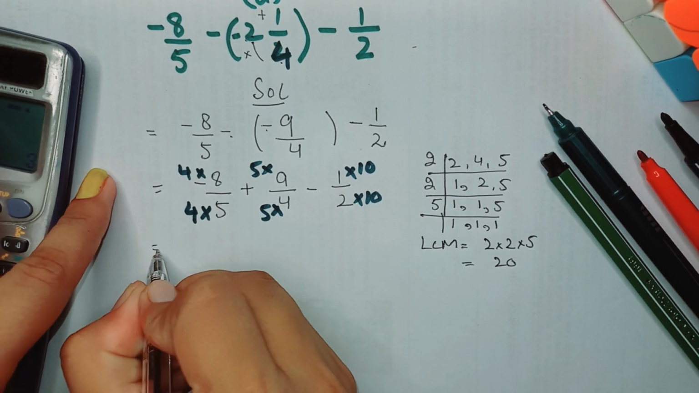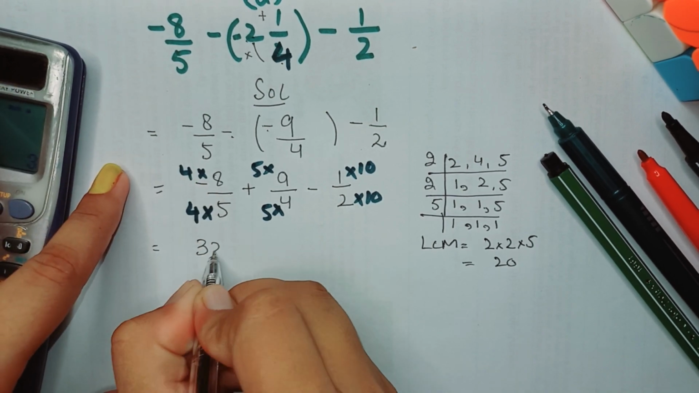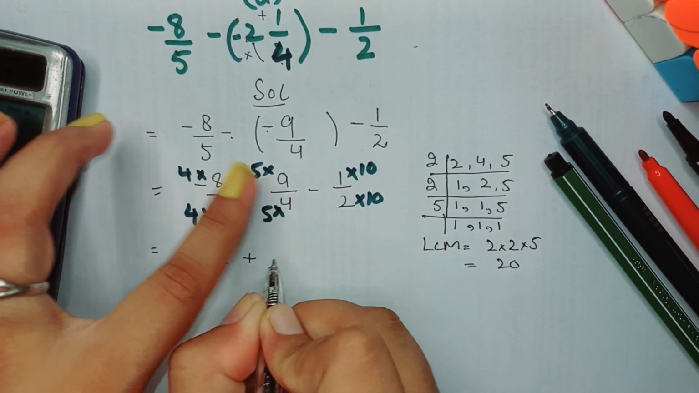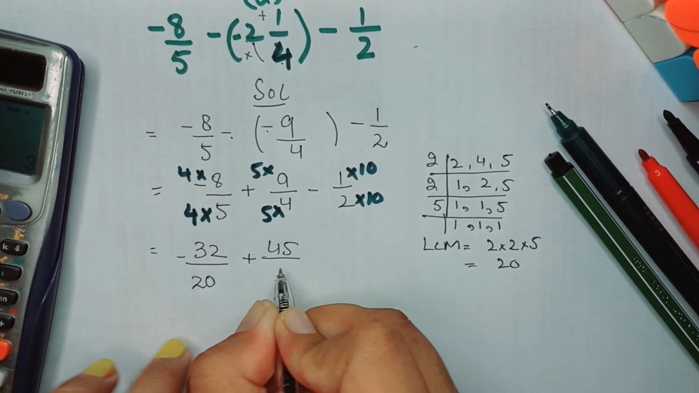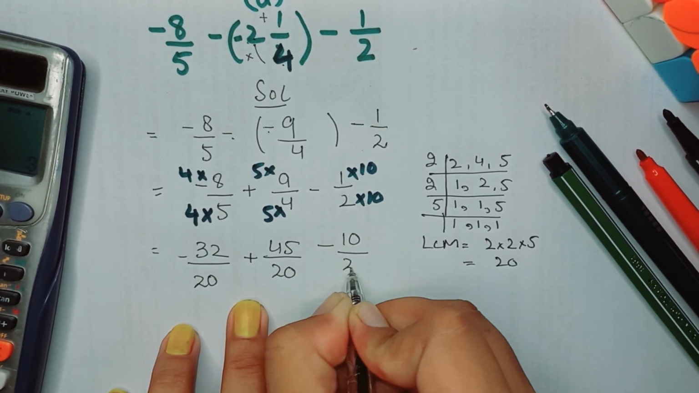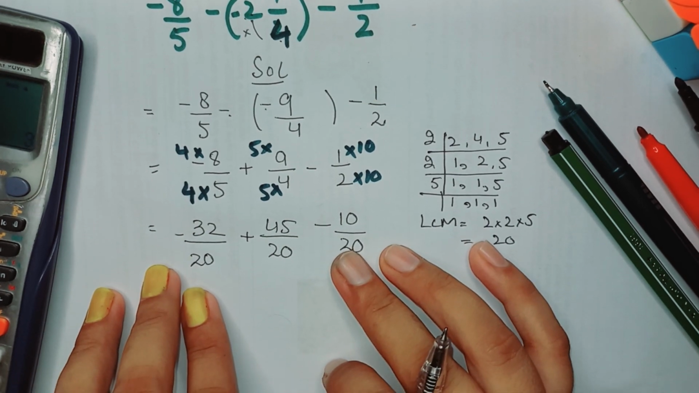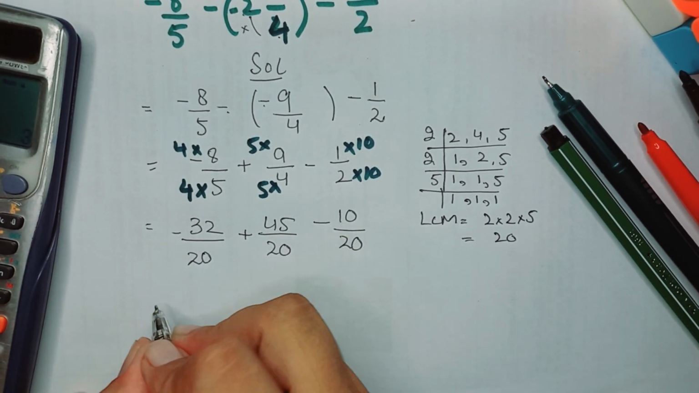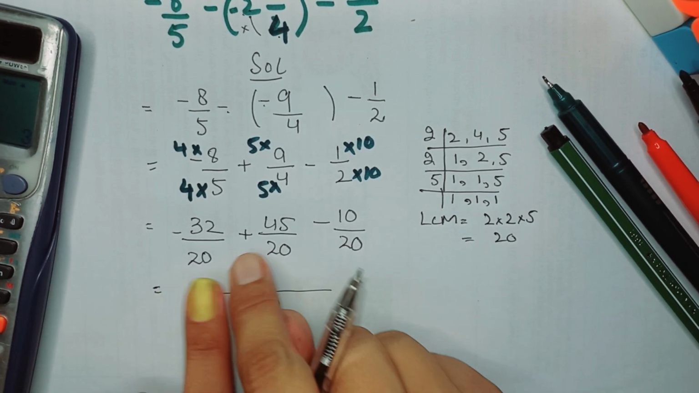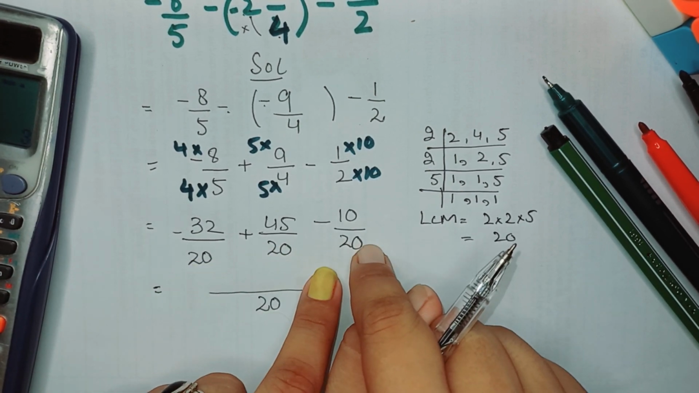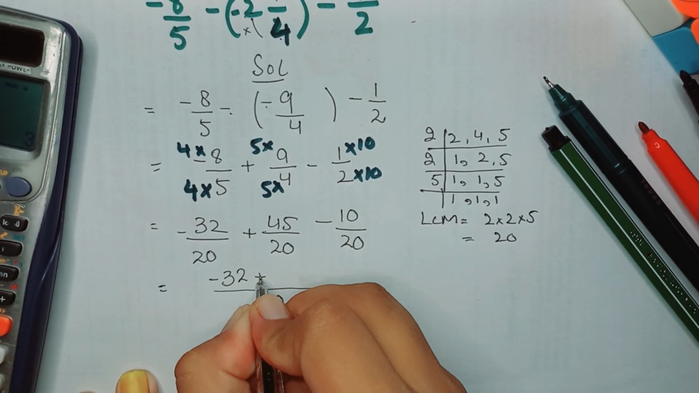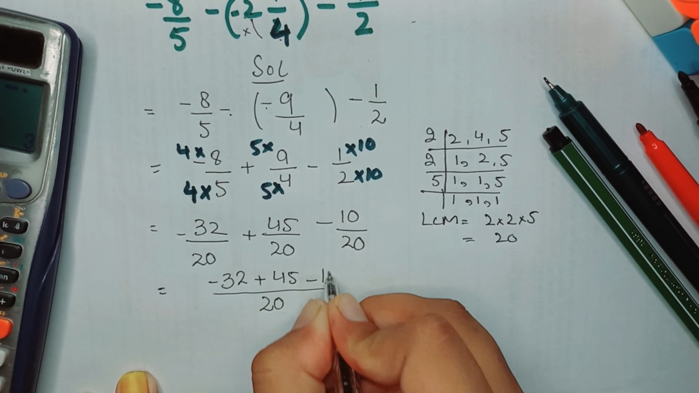Now, dear students, you got 8 times 4 is 32, and don't forget this minus sign. Then 9 times 5 is 45, and 5 times 4 is 20. Then 10 times 1 is 10 and 10 times 2 is 20. Now you can see that you got equivalent fractions with denominator 20. So now you can easily solve the numerator. When the denominator is the same, you can simplify the numerator, that is minus 32 plus 45 and minus 10.